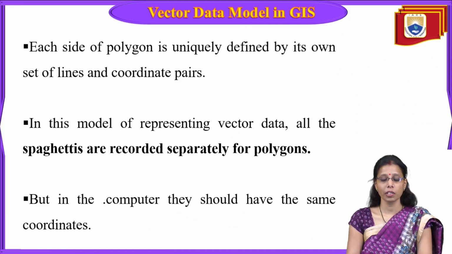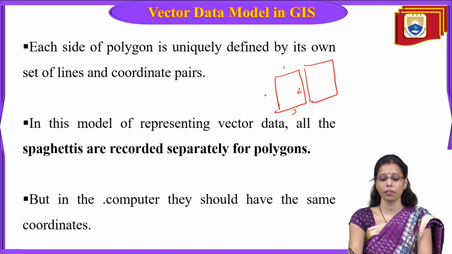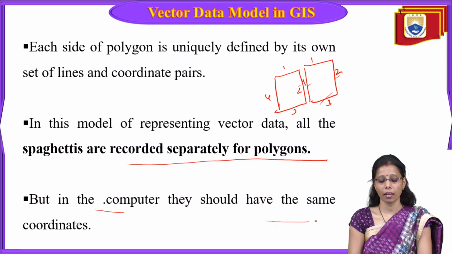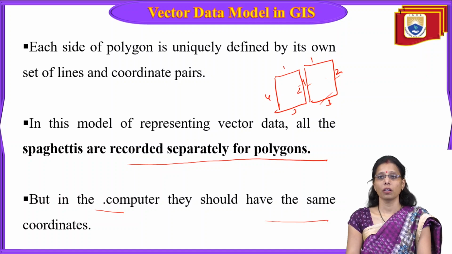So each side of a polygon is uniquely defined by its own set of lines and coordinates. Uniquely defined means this is 1 and this is 2. 1 side, 2 side, 3 side, 4 side. Each side has a unique ID, right? All sides are defined together. So in this model of representing vector data, all spaghettis are recorded separately for polygons. But in the computer, they should have the same coordinates, not different coordinates.